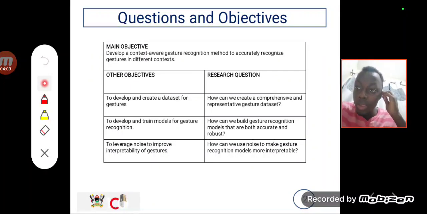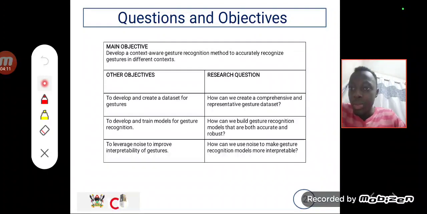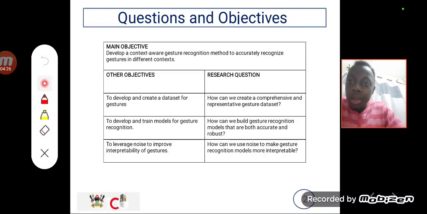Our main objective is to develop a context-aware gesture recognition method to accurately recognize gestures in different contexts. Among our research questions, one of them was how can we create a comprehensive and representative gesture dataset. The objective for that question is to develop and create a dataset for gestures.